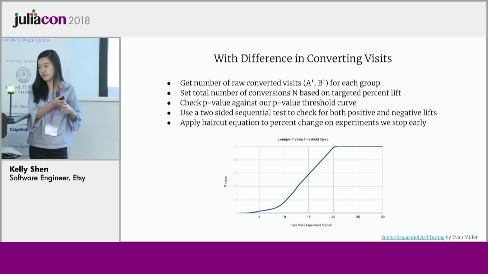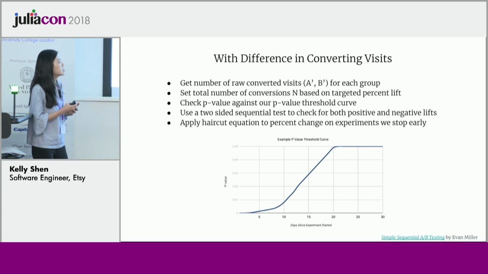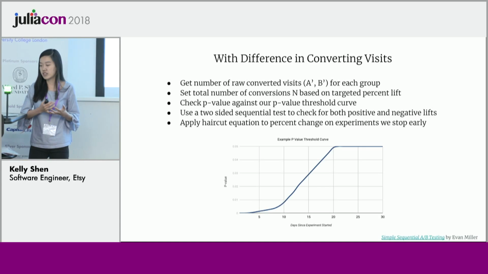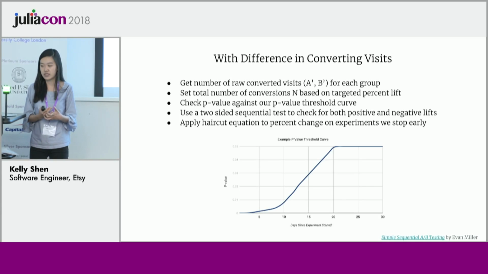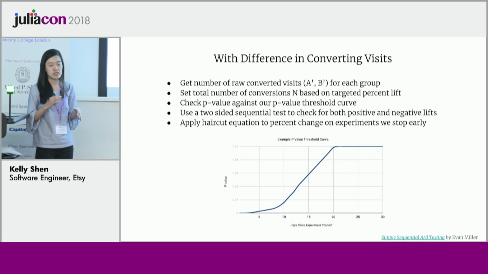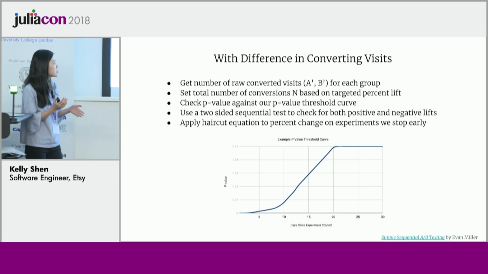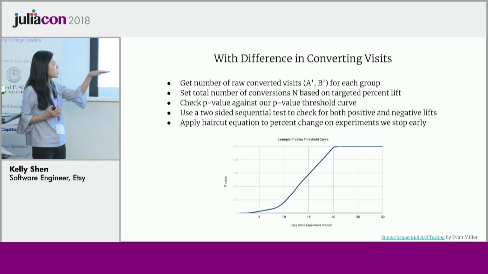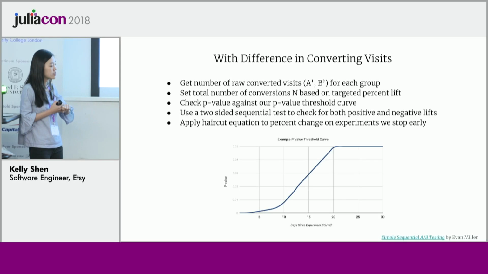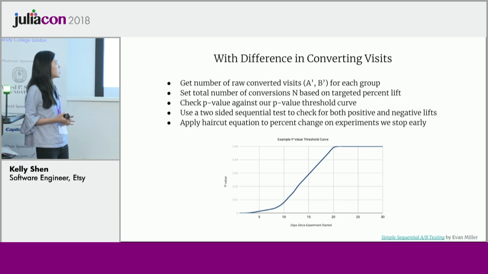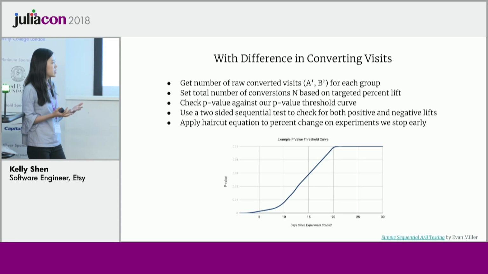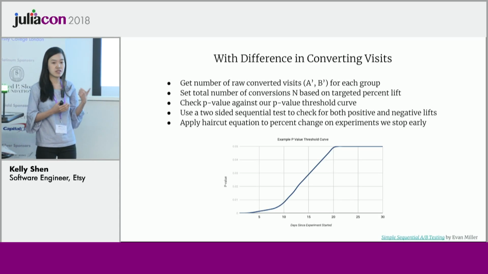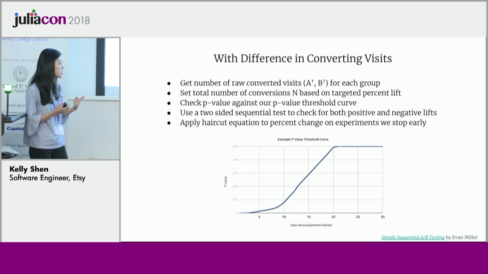Another method that I want to talk about is sequential testing with difference in converting visits. We look at the raw difference in converting visits and stop an experiment when this difference is large enough. The result is a p-value threshold curve that changes dynamically. In addition to this curve, we came up with a haircut equation to account for the cases when percent change is being overestimated.